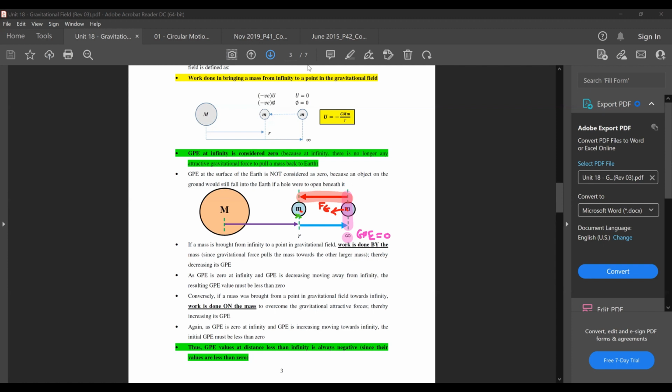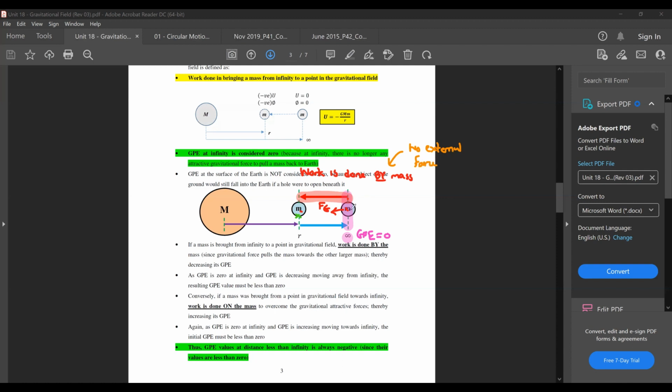So in your current case, we will actually say that going from infinity to this point, going towards the left, work is done by the mass. The mass itself is doing the work. You are not doing work on the mass. One way to know whether it's work done by the mass is to think of it as no external force applied to move it.